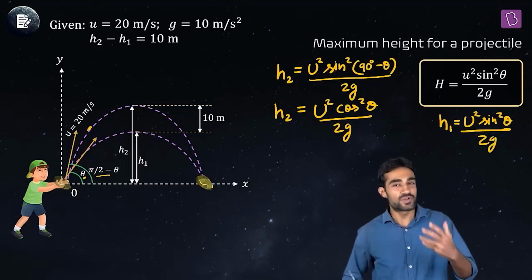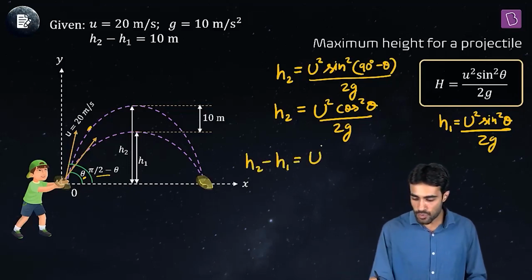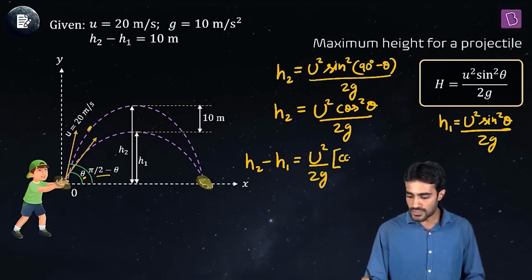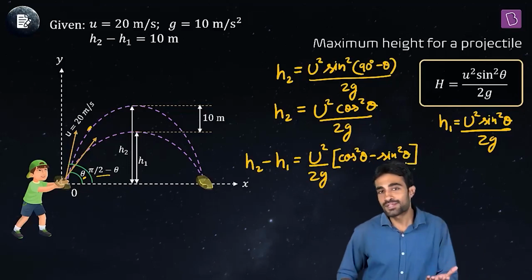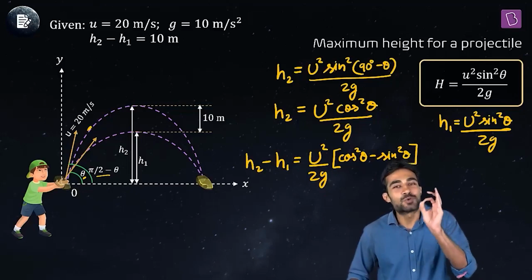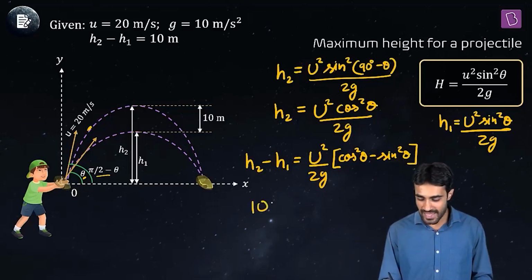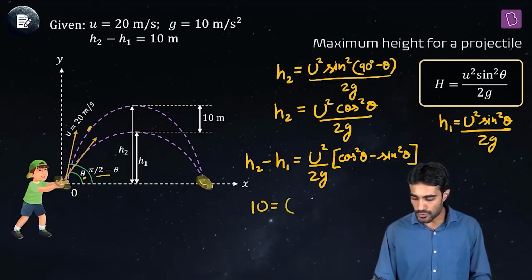Exactly. Let's take the difference quickly. So, h2 minus h1. What is the value? Let's take u square by 2g as common. And we are getting cos square theta minus sine square theta. Now, cos square theta minus sine square theta is written as cos 2 theta. Yes. So, h2 minus h1, it is 10. This is equal to u square by 2g.